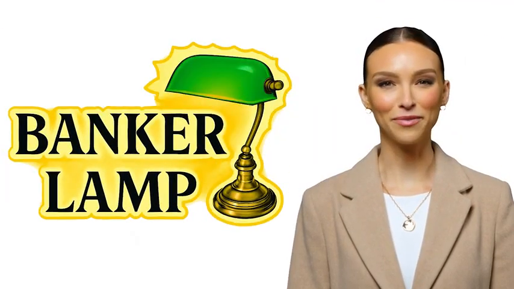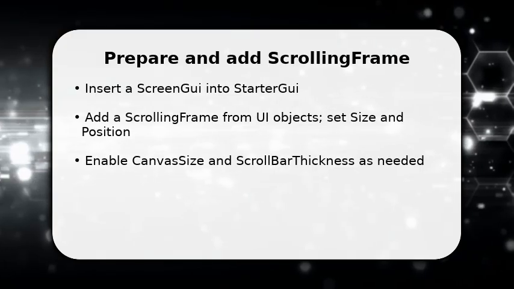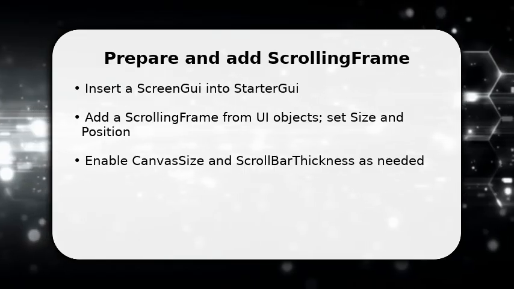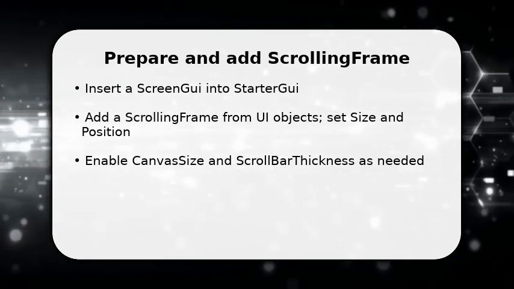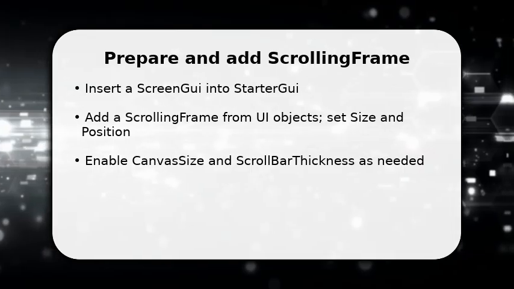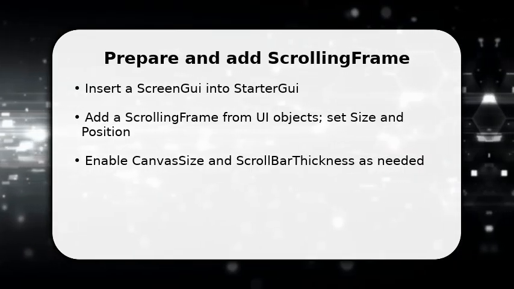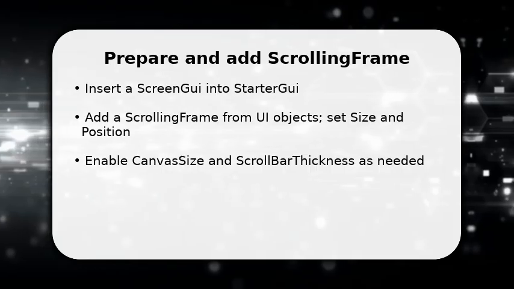Please enjoy the video. You begin by placing a screen GUI and adding a scrolling frame inside it so you can see live results. Next, size and position the scrolling frame to match your layout. This determines visible area and anchors.